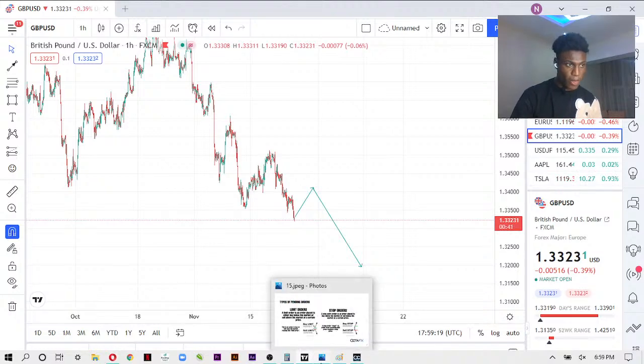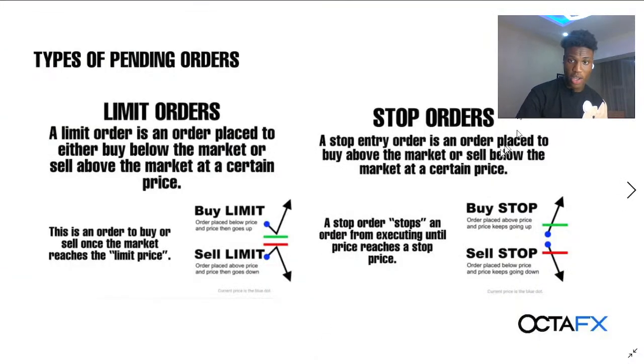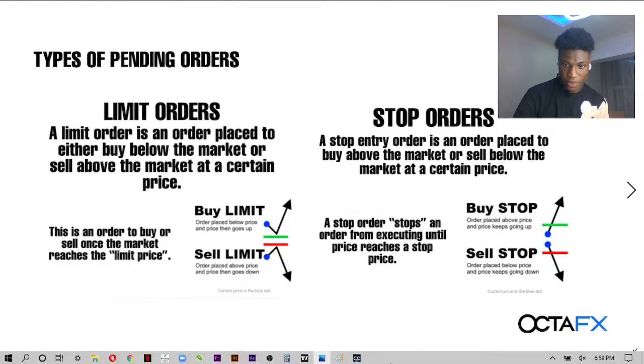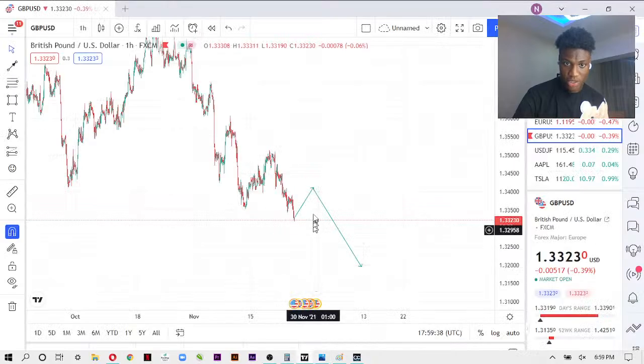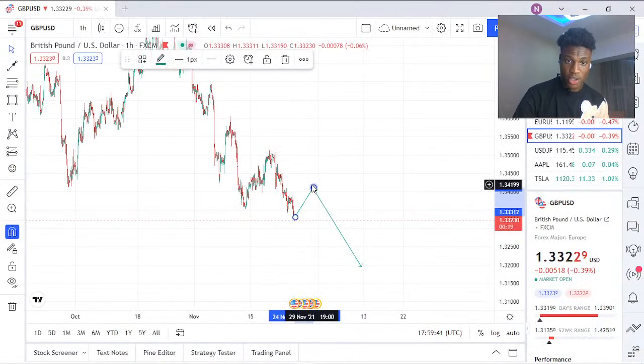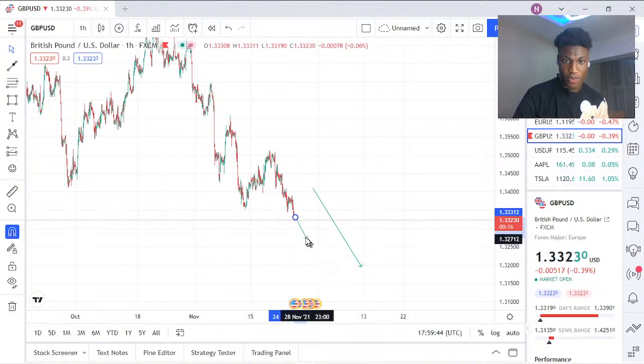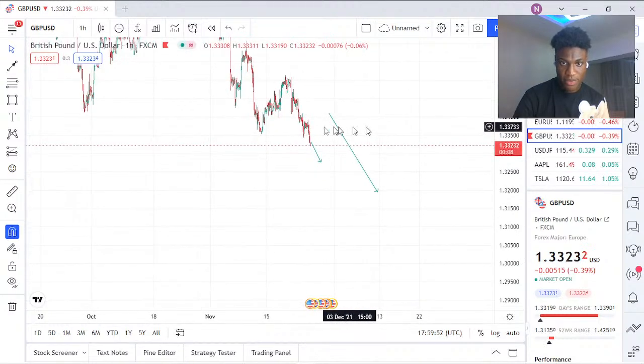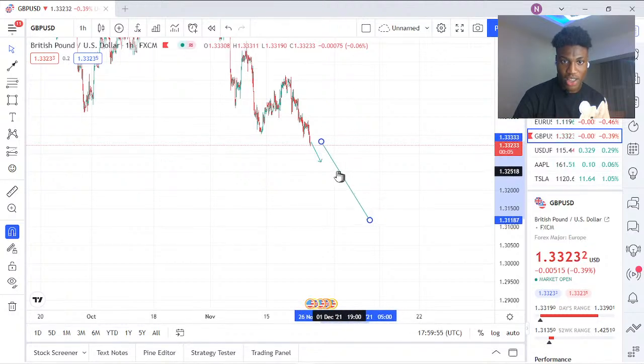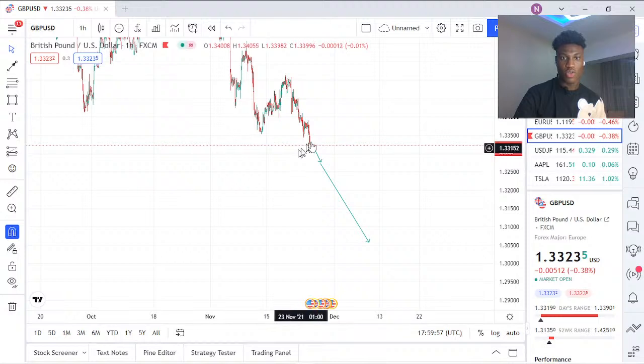The second type of pending order we have is stop orders. Now, a stop entry order is an order placed to buy above the market or sell below the market at a certain price. For sell stop, we're talking about stop orders right now, you're placing your pending order, your sell stop order, below the market price, expecting market to get down here and continue going down.